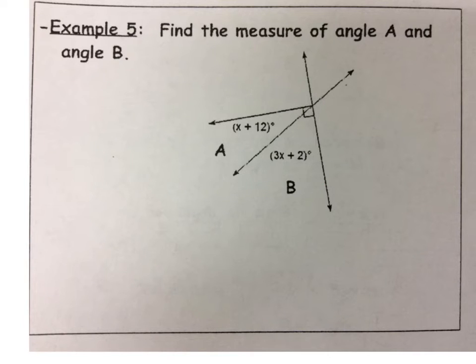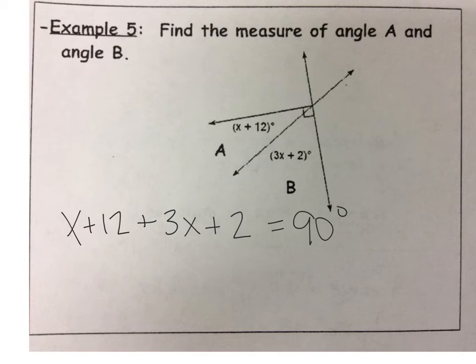Now we're going to get a little more complex. I'm giving you expressions, and we're going to create an equation to be able to solve for the missing angles. We see this 90-degree box up here, which tells us these are complementary angles. So we know that x plus 12, angle A, plus 3x plus 2, angle B, have to equal 90 degrees. First thing we do is combine like terms.